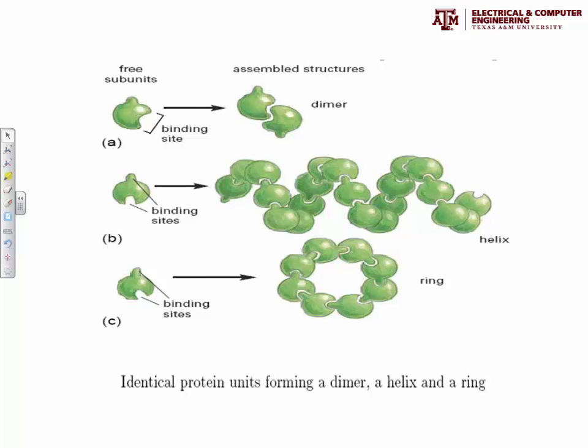For example, you could have 2 units of proteins that fit into each other and they form a dimer. At the top you can see. Then you could have proteins that look like this. They have 2 binding sites, something sticking out and something else that you can stick something into. So you can link these 2 up together. You can get a helix, or you can even get a ring. So proteins are pretty versatile that way.